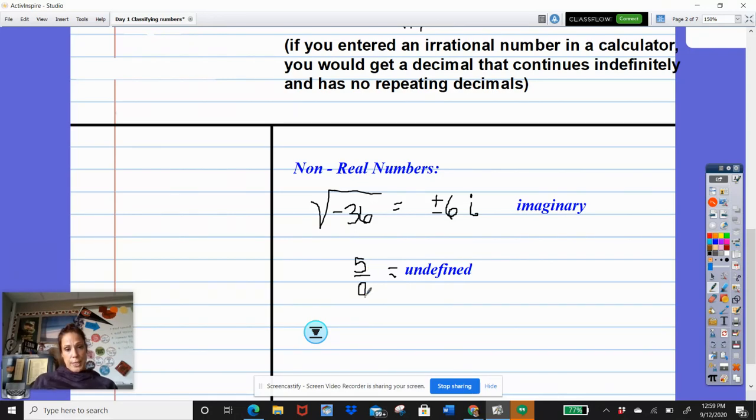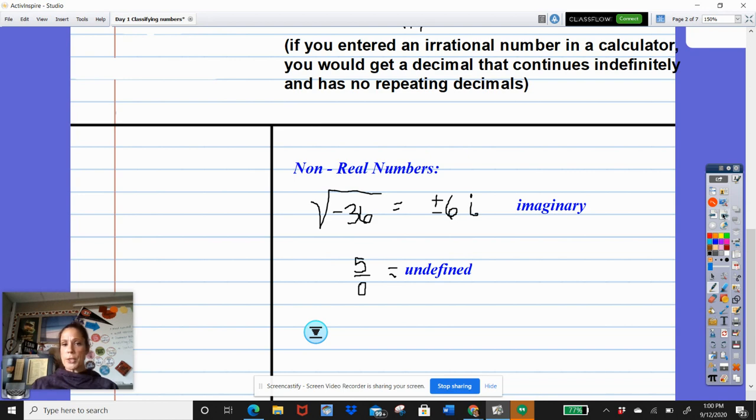5 over 0, or 5/0, is considered undefined. You will have that ratio come up when we go to do slope, and that has an undefined slope. I don't know if that's necessarily a non-real number, but it's something that doesn't work. This has to be interpreted as undefined.